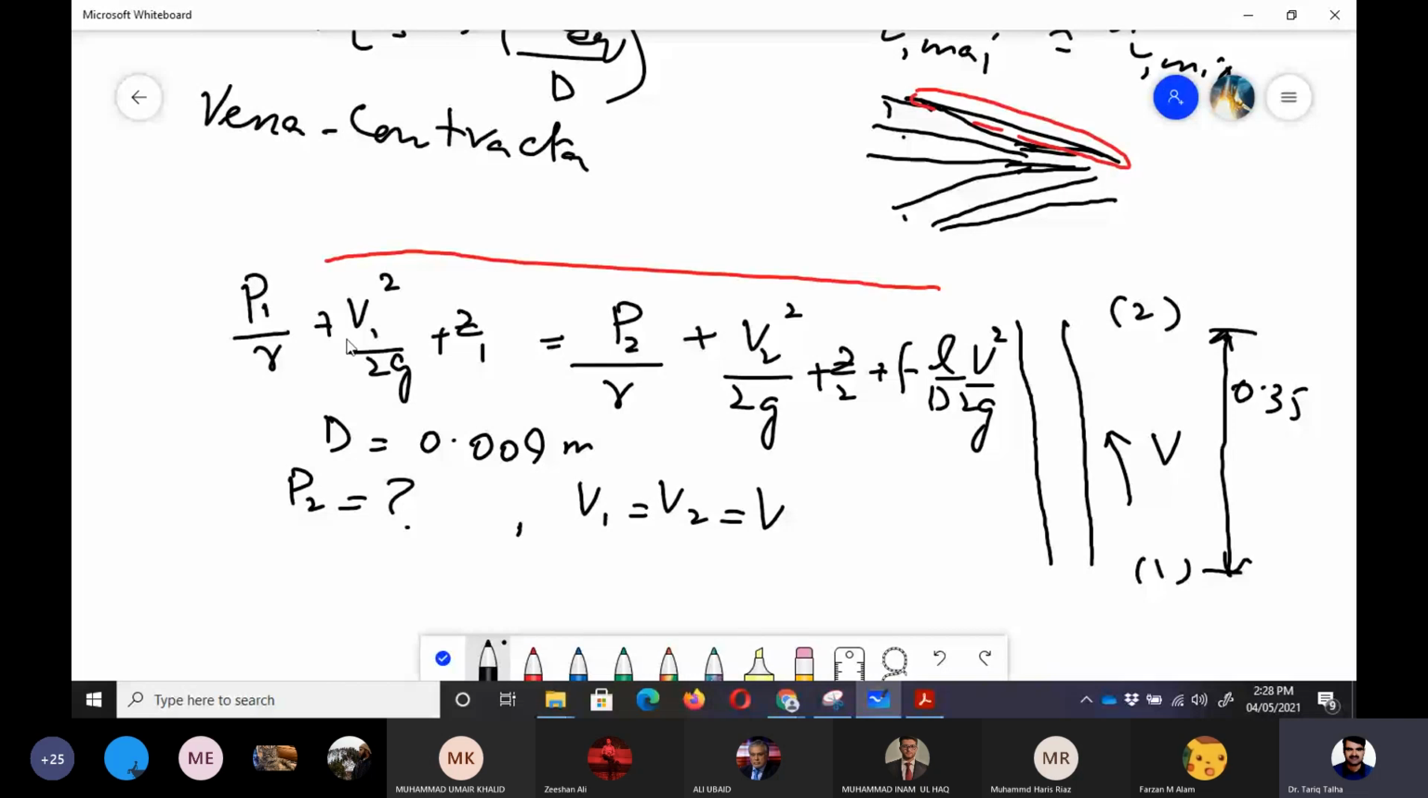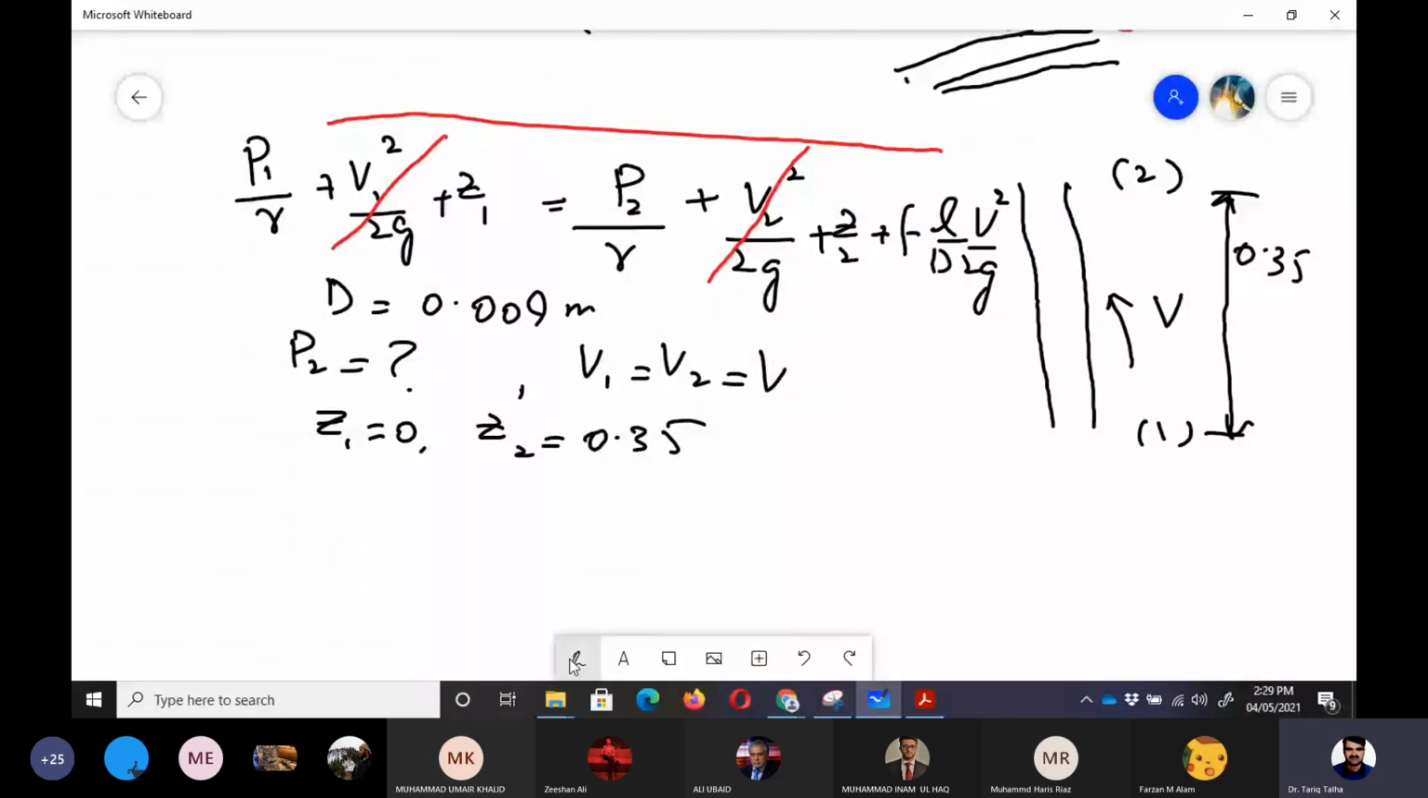So it means that we can cancel out those dynamic heads, and then the value of Z1: if Z1 is 0, if we take it as reference, then Z2 would be equal to 0.35, right? And secondly, one thing we need to determine is the value of P1.